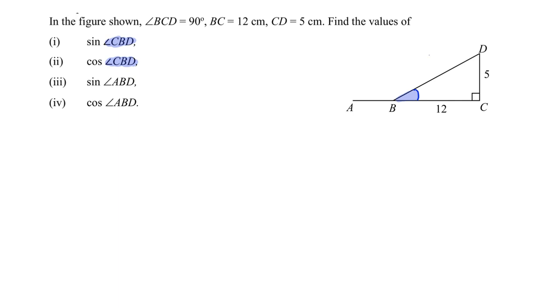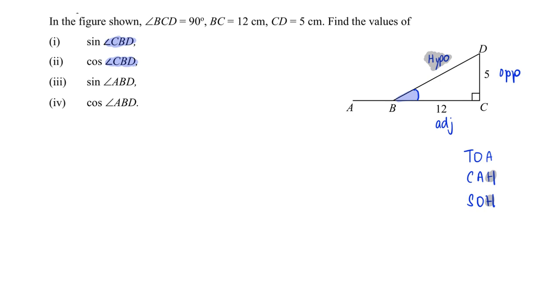So this will be my hypotenuse. This will be my opposite side. And this will be my adjacent side. And do remember SOH CAH TOA. So notice, for sine and cosine ratio, we do need the hypotenuse. So this means that for part 1 and part 2, we need to know the length of BD.